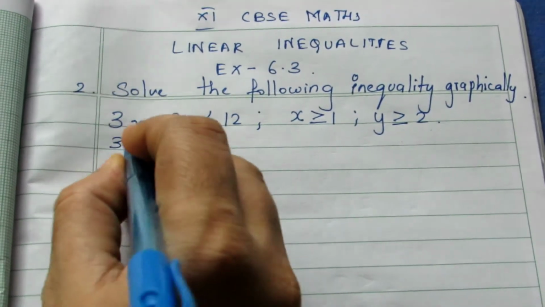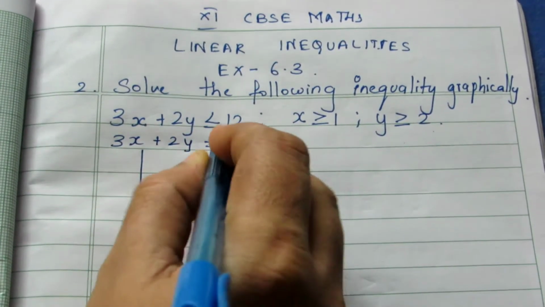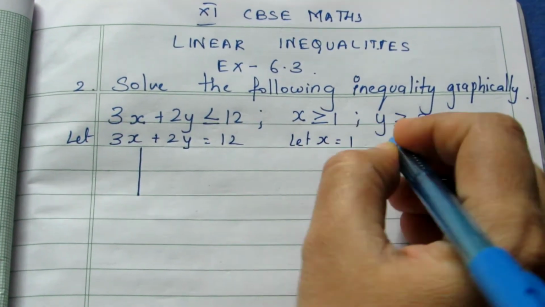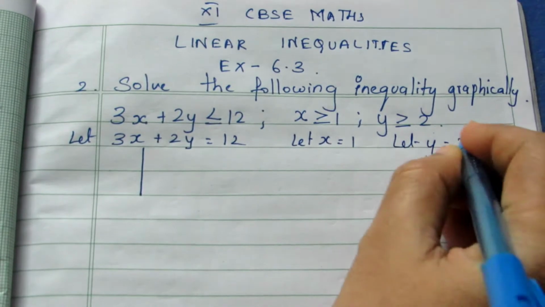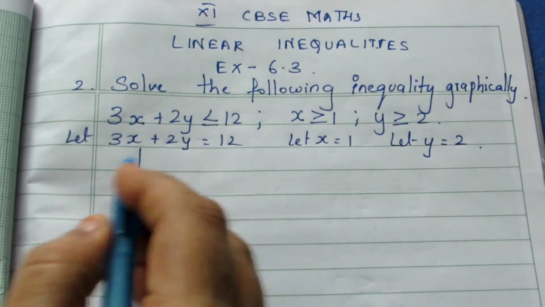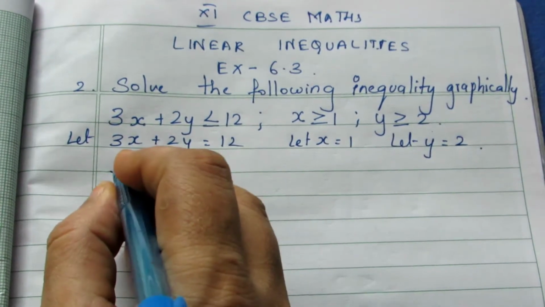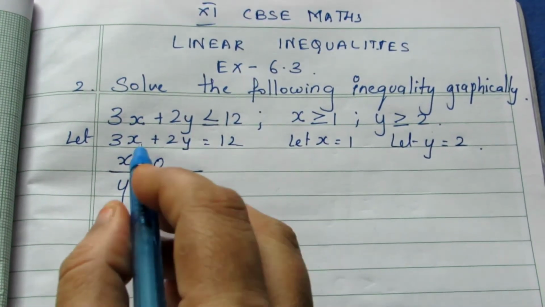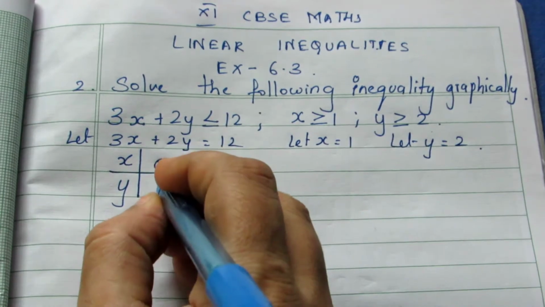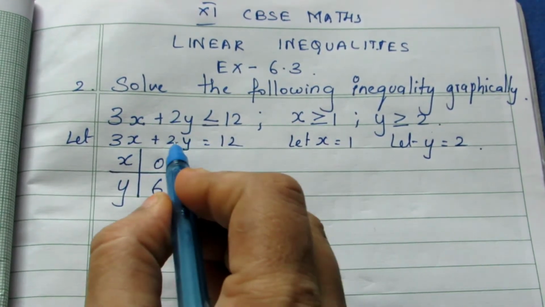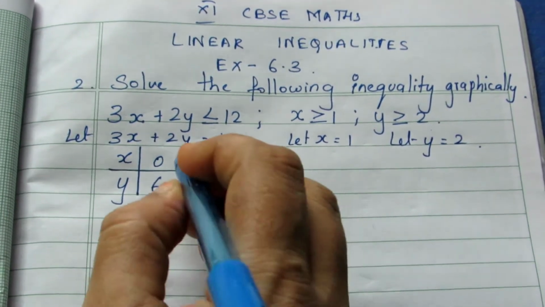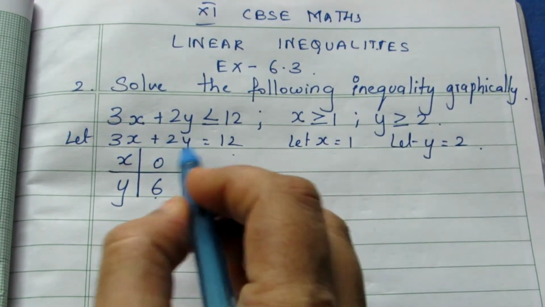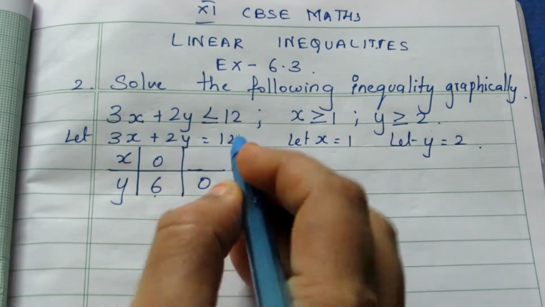I am going to take 3x plus 2y is equal to 12. Same way, let x is equal to 1 and let y is equal to 2. So plot the points for it. If I take x is 0, then my y will be equal to 6, because here 2 will come down, so it will become 12, and 12 divided by 2 will become 6. Same way, if I take y to be 0, then my x is equal to 3 4s are 12, so it will be 4.